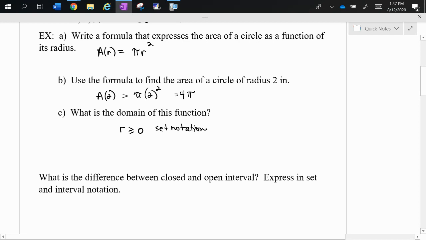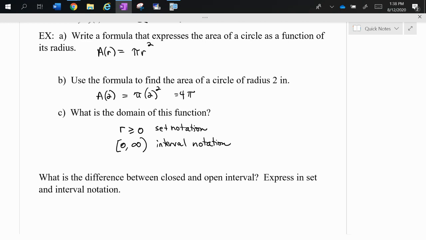We could also express domain in what's called interval notation. When we say r is greater than or equal to 0, in interval notation we would say that we've got from 0 to infinity. And we want to include 0, so we put a bracket around the 0 to say we want to include it. And we always want to put a parenthesis around the infinity symbol because we don't ever want to include infinity. Infinity is not an actual value, it's just an idea that we approach. So we don't want to ever include infinity.